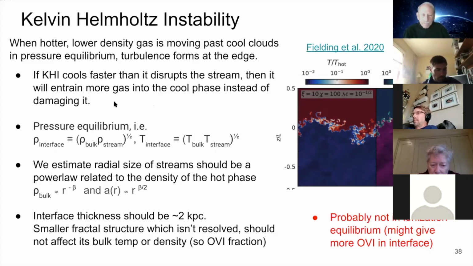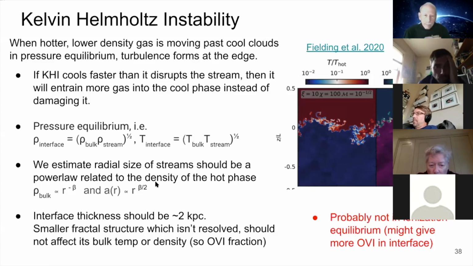And so if you know the amount of mass that gets entrained and you know the density on the interface, then you can estimate that the radial size of streams should be a power law related to the density, right? Because you know the mass and you know the density, then you know the volume. So if the density of the bulk material is this, then we should see that, and the argument for this is complicated, and in Mandelker 2020, you should see that the size of the streams is r to the beta over 2. So whatever power law you have as the density of your bulk material, you should have the negative of that and 1/2 of it as the size of your stream.